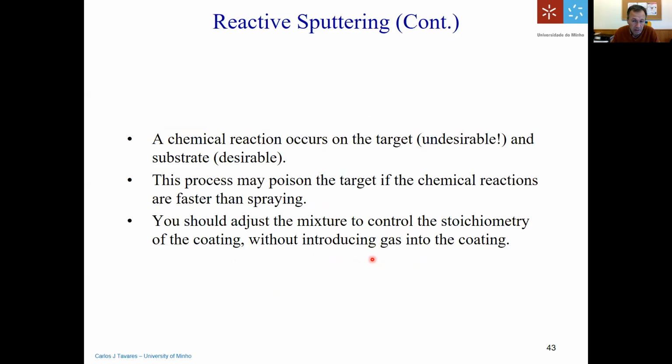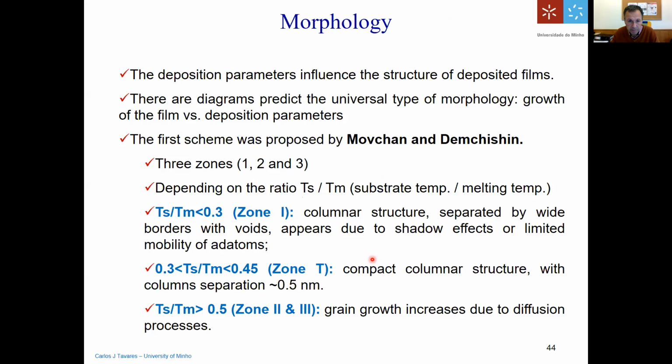So in reactive sputtering, you have to be careful because the chemical reaction occurs on the target, which is undesirable. You want the reaction to occur closer to the substrate, not on the target, okay? So you have to avoid the poisoning of the target. This process might poison the targets. For example, you have the surface covered by oxygen, okay? And you have to use the appropriate power supply to produce the coating.